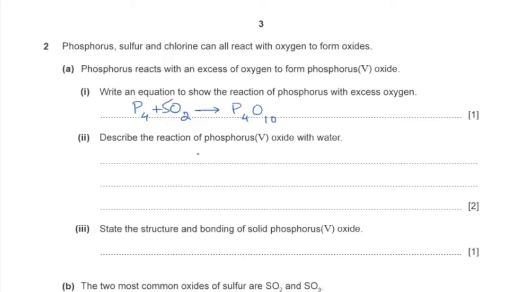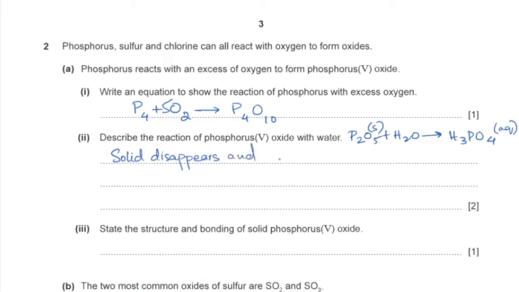Part 2 is describe the reaction of phosphorus(V) oxide with water. So phosphorus(V) oxide reacts with water, and that gives us phosphoric acid, which is H3PO4. Now phosphorus(V) oxide is in a solid state, while phosphoric acid is in aqueous state, and it is acidic in nature. So this reaction would give us an acidic solution, and the solid, which is P2O5, disappears. So we can write that the solid disappears, and an acidic solution forms.